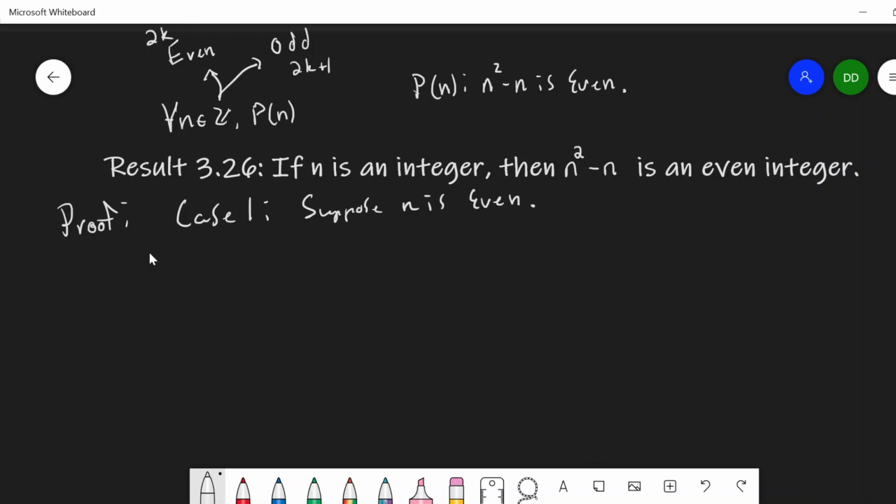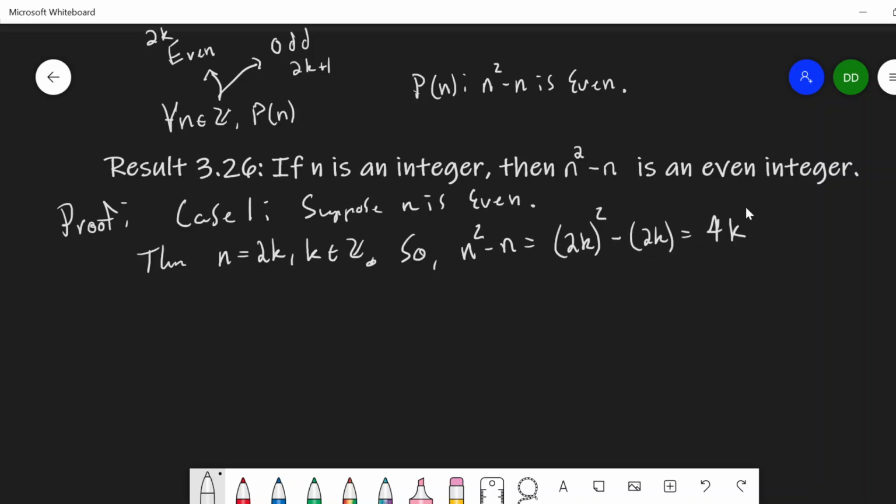And now I'll go off of case 1. I'll say, okay, then n equals 2k for some integer k. So n squared minus n would be (2k) squared minus 2k. So that's 4k squared minus 2k. We can factor out a 2. So that's 2(2k squared minus k). And now I've written it as twice an integer. So I can say hence n squared minus n is even. And that would prove case 1.